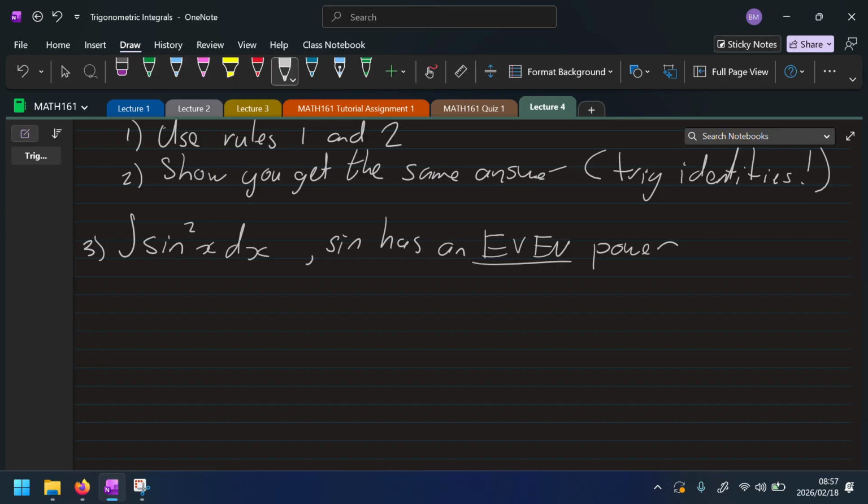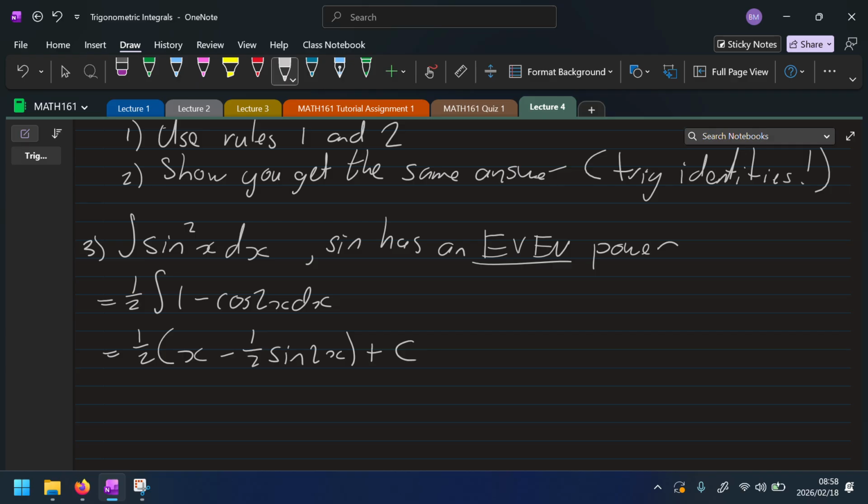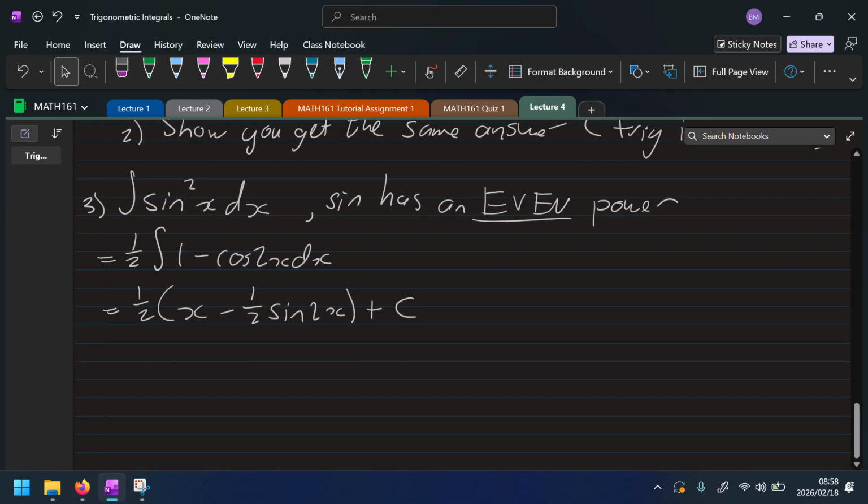Okay, we know what to do. We use that double angle. So this is going to be 1/2 integral 1 minus cos 2x. So this will be 1/2 x minus 1/2 sine 2x plus c. Okay, very easy, straightforward stuff. Any questions for number 3? Okay, pretty straightforward example. Okay, number 4 is a little bit more difficult.